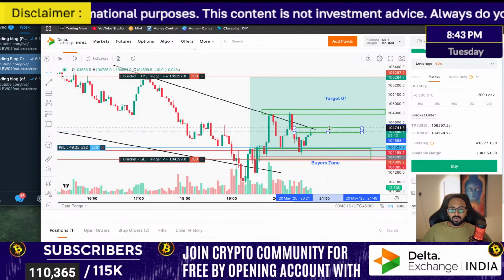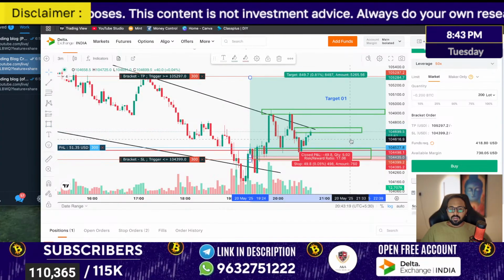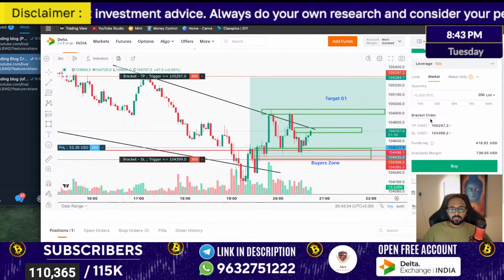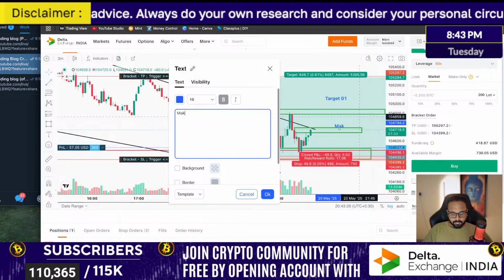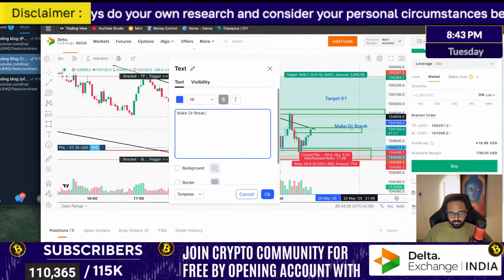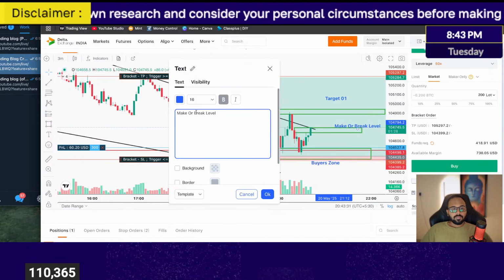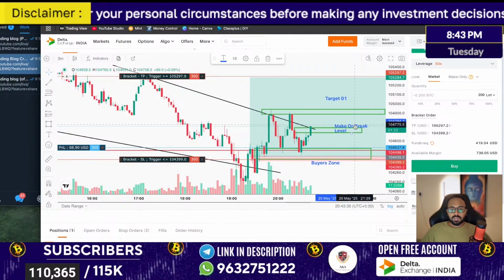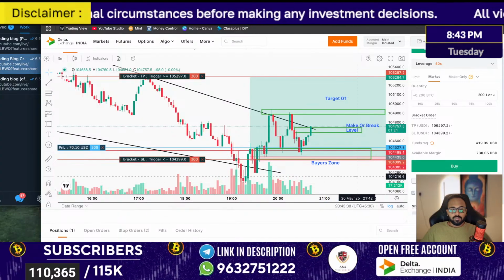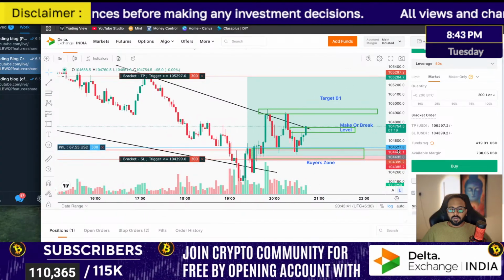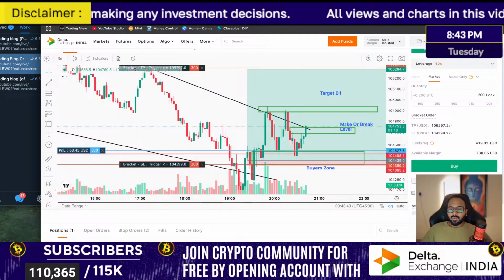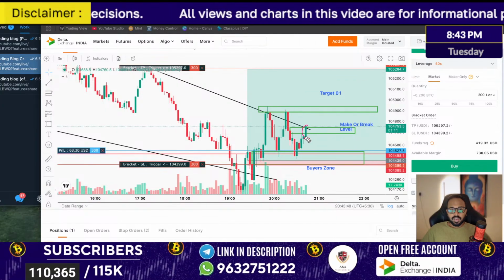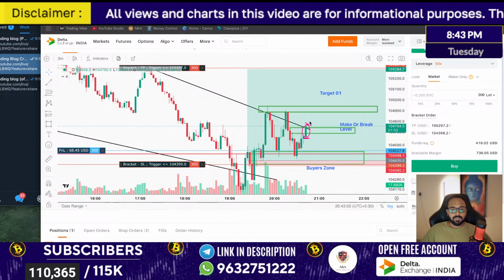The market has to sustain above this. Okay, it is sustained above that. Now what I would suggest people is to get your stop loss at this candle, because this candle still has 1 minute left. It's not yet given its closing.